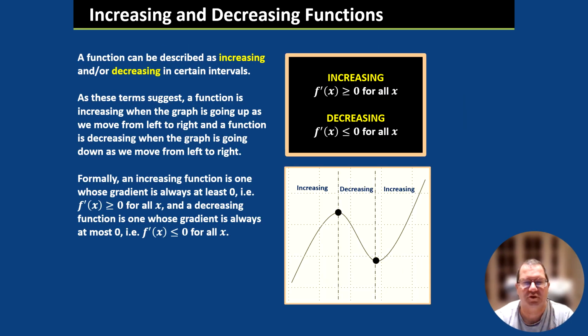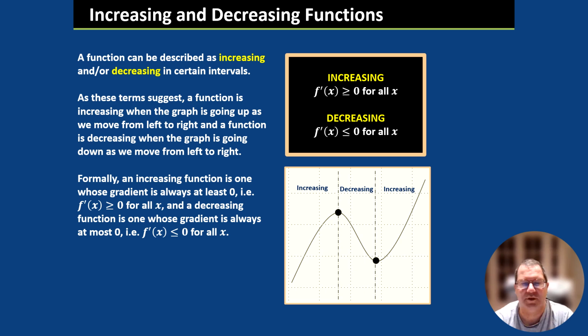A function can be described as increasing and/or decreasing in certain intervals. As these terms suggest, a function is increasing when the graph is going upwards as we move from left to right, and a function is decreasing when the graph is going downwards as we move from left to right. As we can see in the diagram, it's increasing in the first section on the left, decreasing in the middle, and increasing as it tends off to infinity on the right hand side.